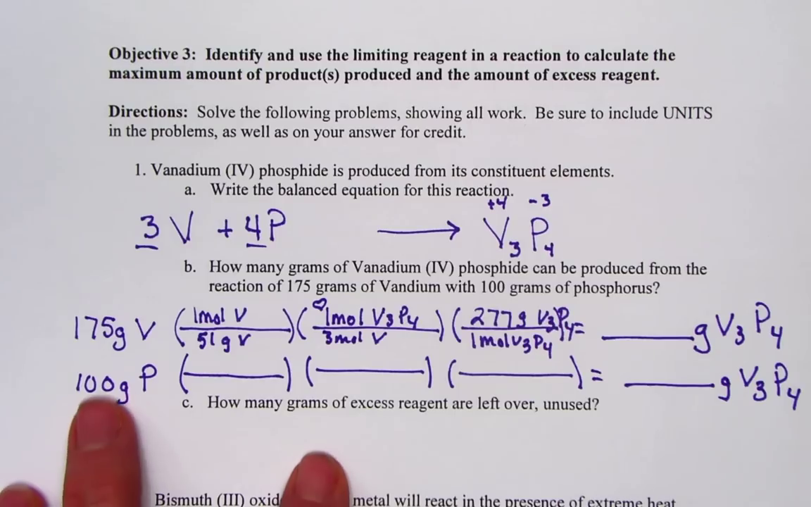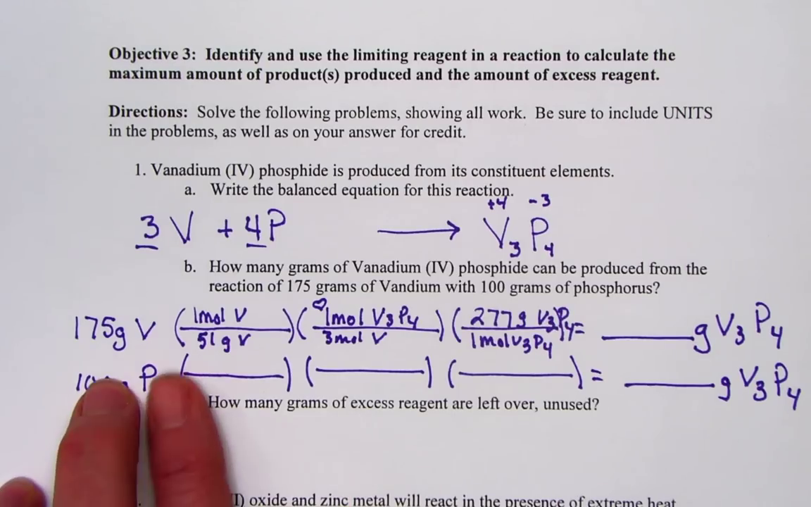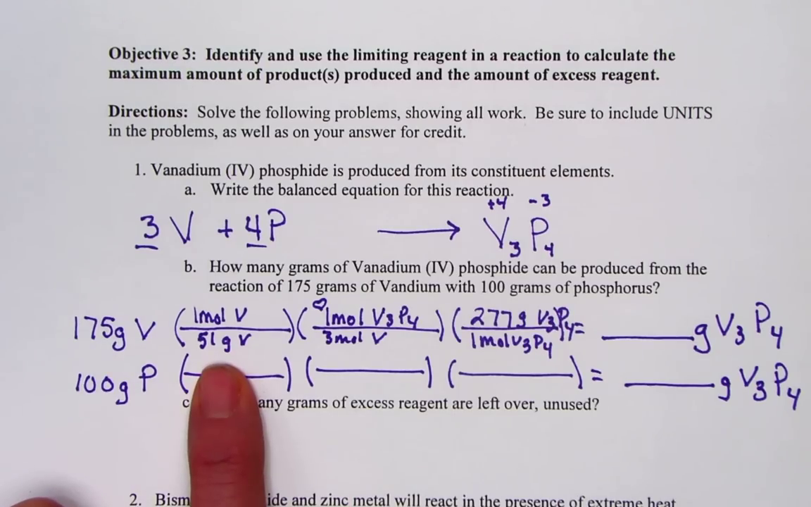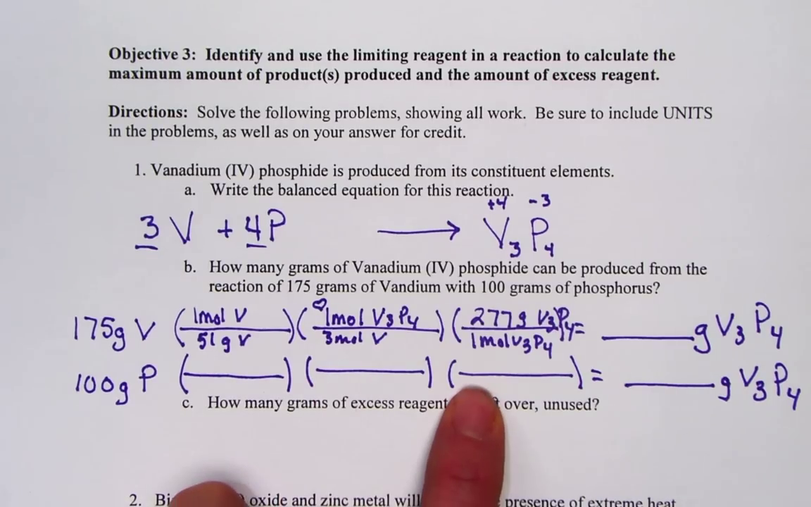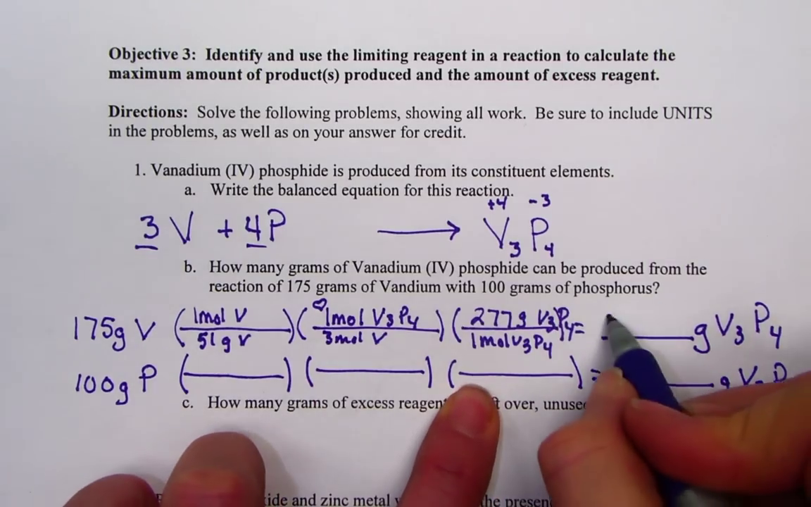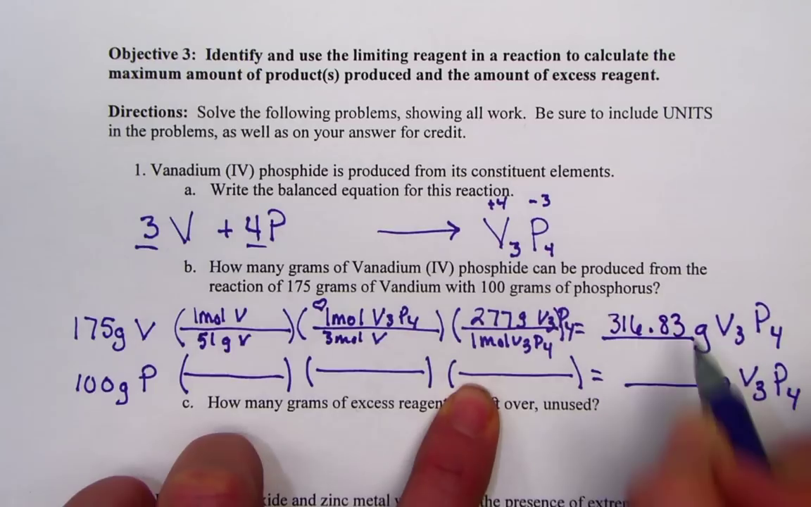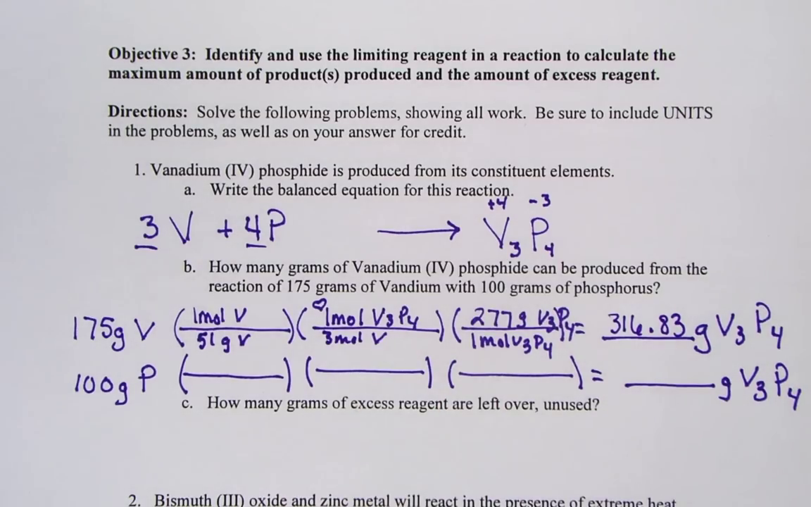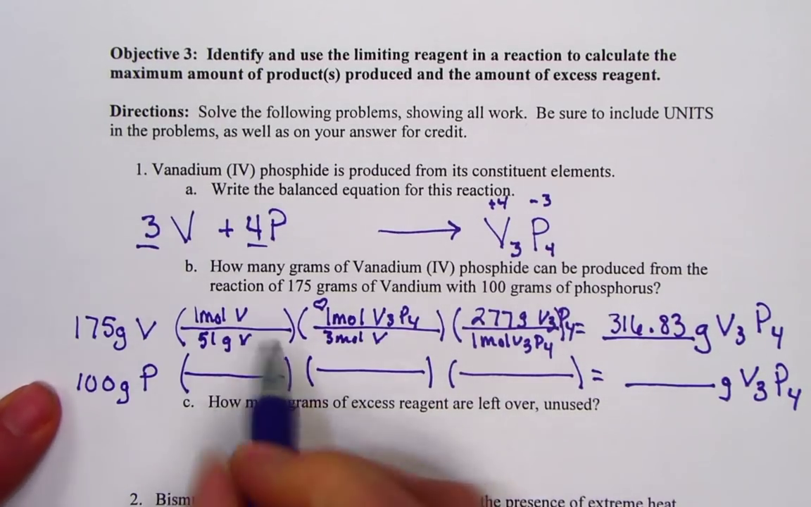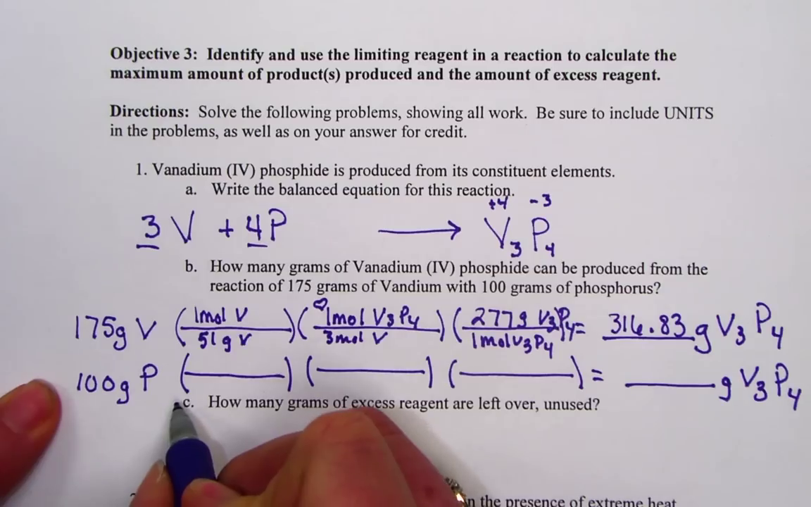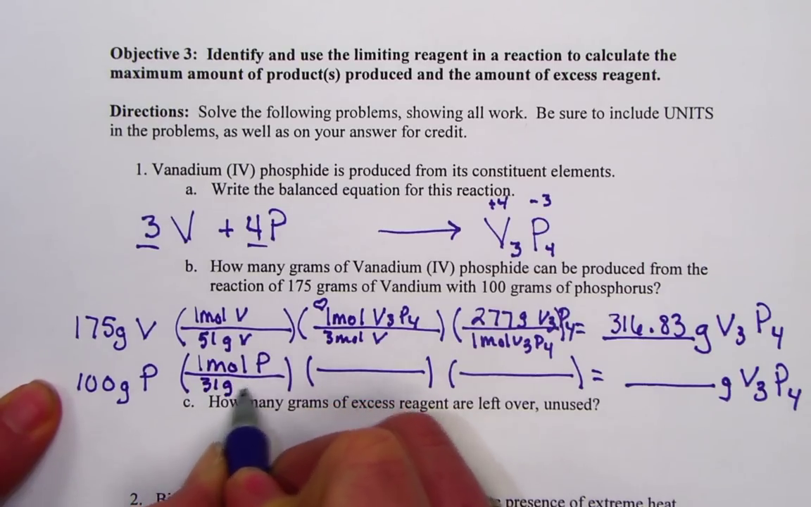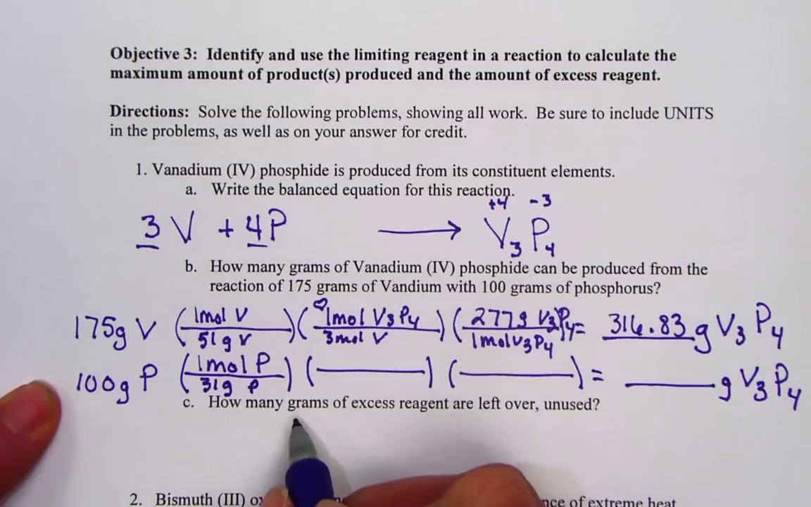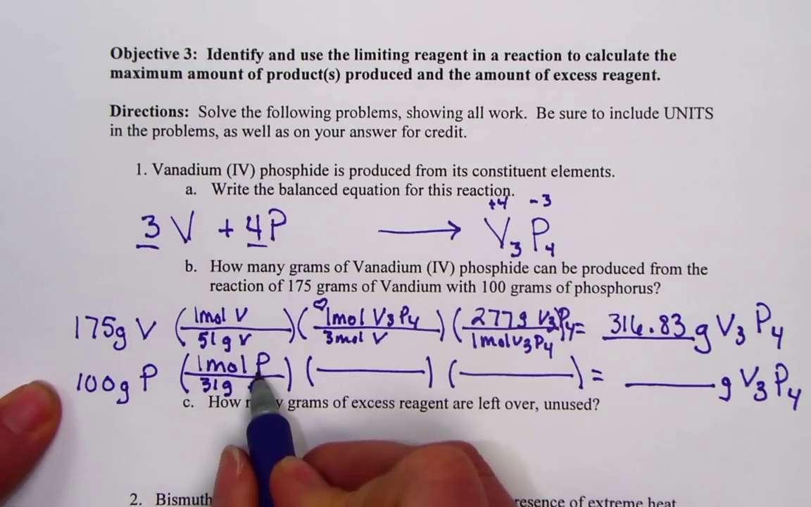Let's hit for the maximum yield. I have 175, divide by 51, divide again by 3, times 277. I found 316.83 grams for my first reactant. Let's begin that second journey. Beginning with 100 grams of phosphorus, we have 1 mole of phosphorus set over 31 grams, the atomic weight of phosphorus, canceling the gram unit and heading into the mole by using the molar mass of P.